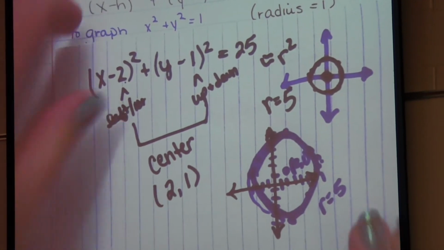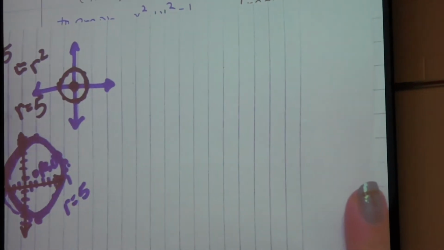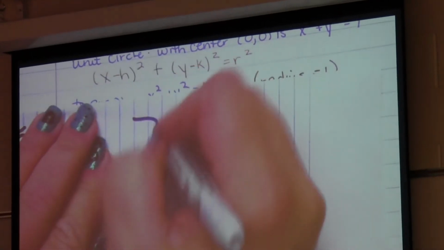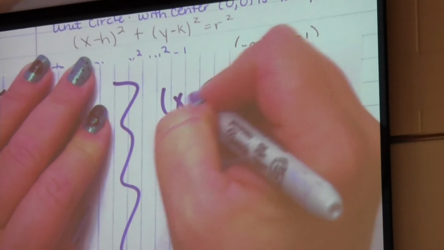What if, instead, we said we were talking about a circle, and you'll know it's a circle because it's going to be an x squared, y squared.